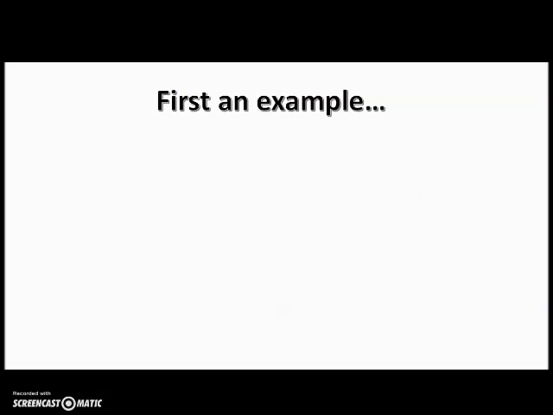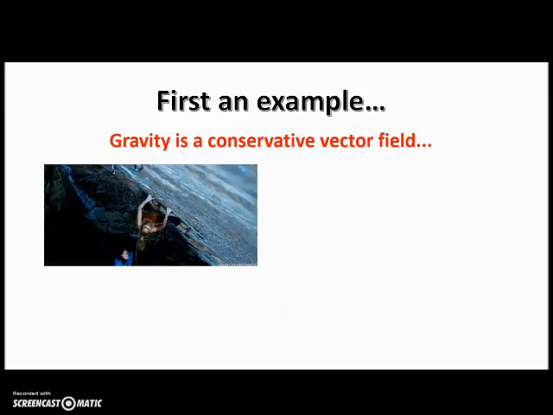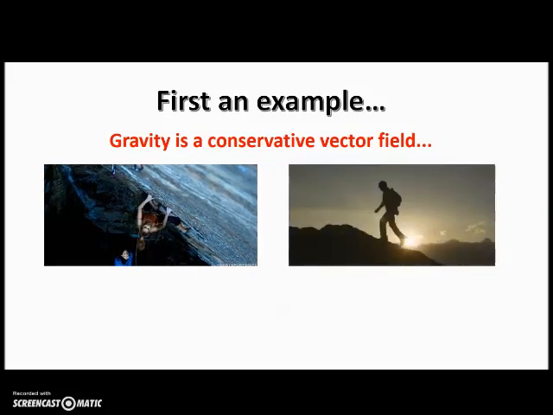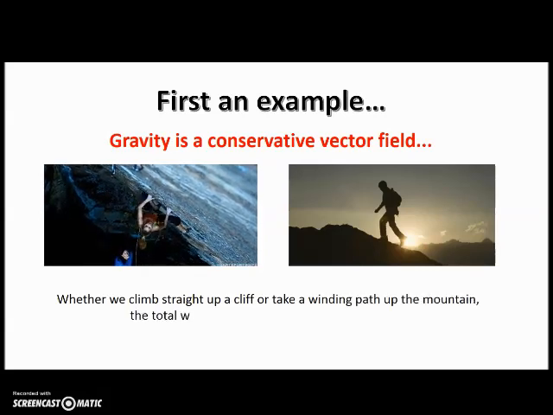First, let's look at an example from the real world, okay? For instance, gravity is a conservative vector field. If you climb up the mountain, I don't think I could do it, but if you did, go straight up, versus taking a nice winding path, the work done by gravity is going to be the same. Whether we climb straight up a cliff or take a winding path up that same mountain, the total work done by gravity on us is the same. That's a conservative vector field.